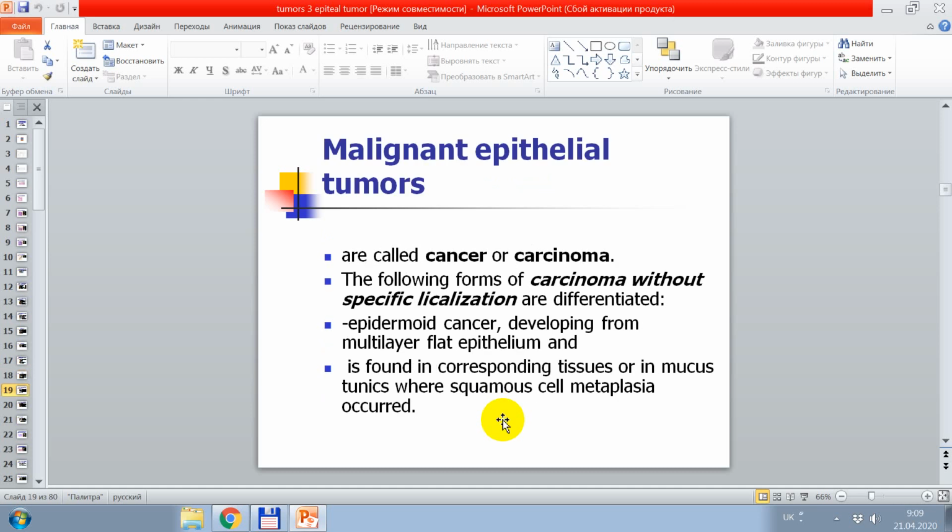Malignant epithelial tumors are called cancer or carcinoma. The following forms of carcinoma without specific localization are differentiated: epidermoid cancer, developing from multilayer flat epithelium and found in corresponding tissues or in mucous tunic where squamous cell metaplasia occurred.